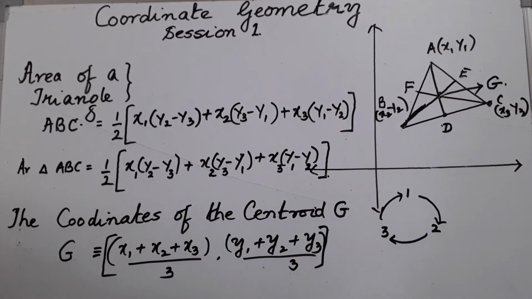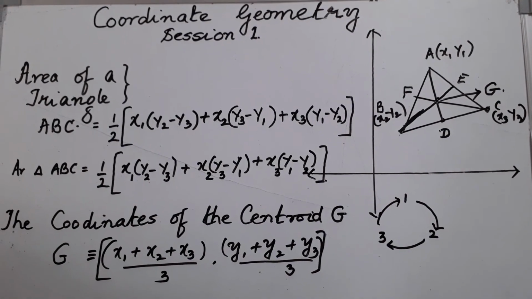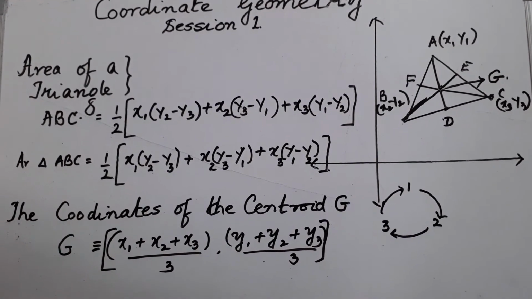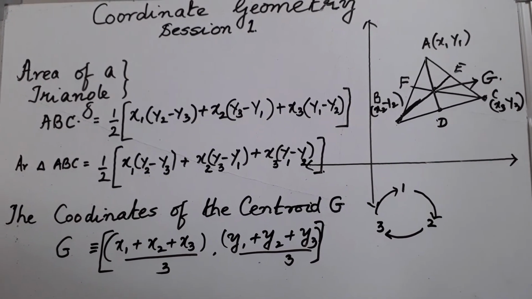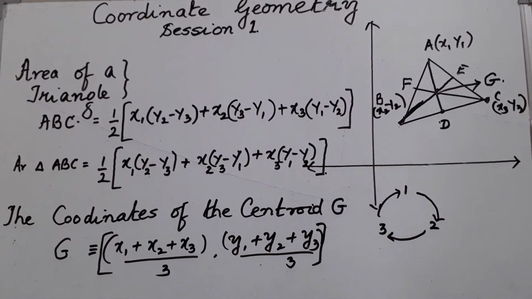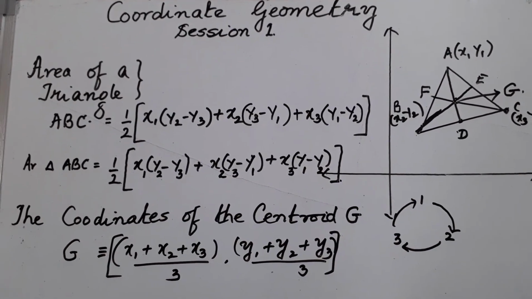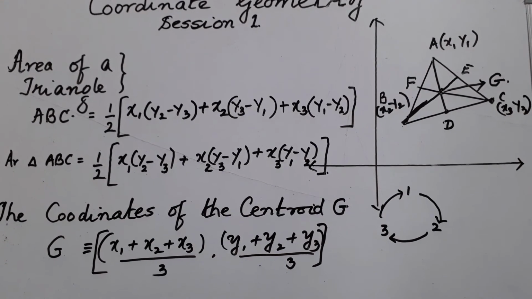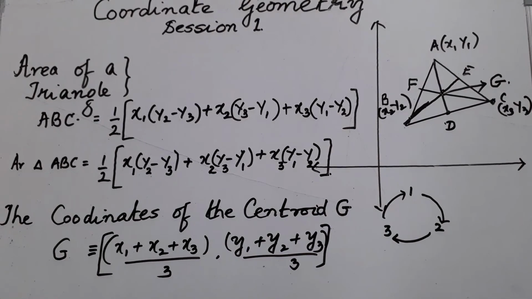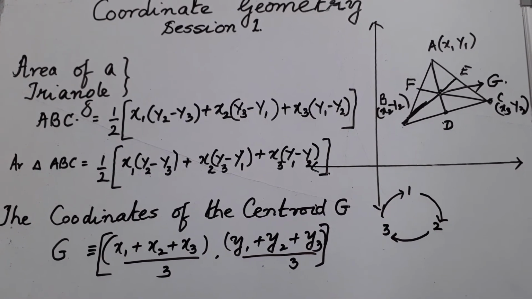The second formula is the section formula. When we join any 2 points A and B, we get a straight line if it is the shortest distance. In between A and B, we'll have one more point P, which divides AB into 2 parts in a ratio m:n. Then the coordinates of that point P are given by mx2 plus nx1 by m plus n, my2 plus ny1 by m plus n. This is the section formula.